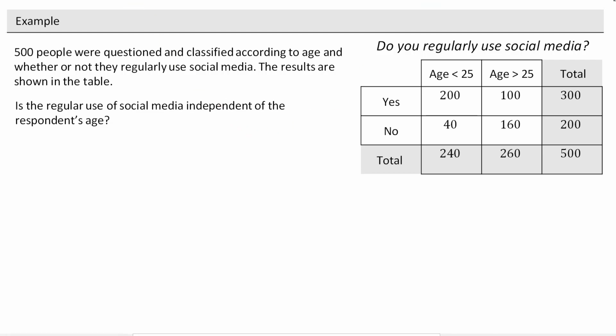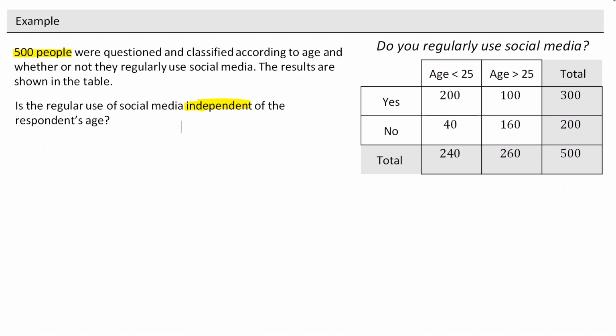Okay, we're going to answer this question before us, which says 500 people were questioned and classified according to age and whether or not they regularly use social media. The results are shown in the table. Is the regular use of social media independent of the respondent's age?